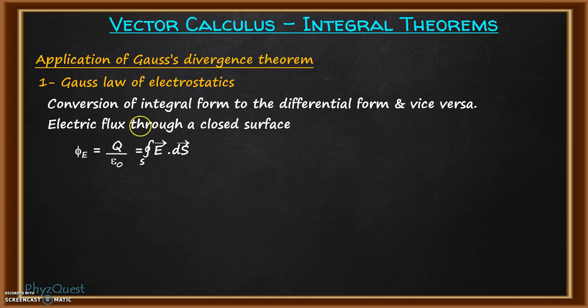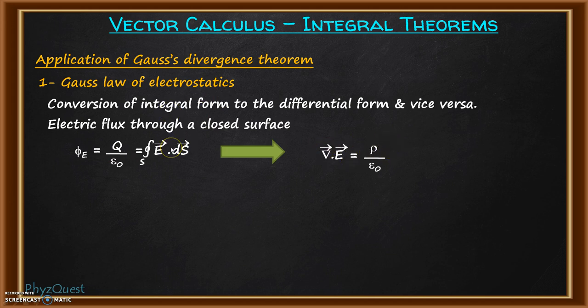So when we write both in terms of volume integral, by comparing both sides we can come out with the differential form of the Gauss law of electrostatics, which is del dot E is equal to rho by epsilon 0. This is the differential form of the Gauss law, where rho is your volume charge density.